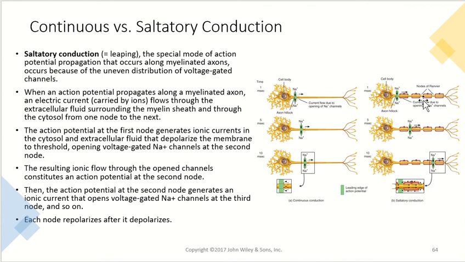Then the action potential at the second node is going to generate ionic currents that are going to open the voltage-gated sodium channels at the third node, and so on and so on. So it's kind of leaping from one node of Ranvier to the next. Each node is going to be repolarized after it depolarizes. So it's going to do the normal cycle of depolarization and repolarization, but it's going to cause that electrical current to kind of leap from one node of Ranvier to the next.